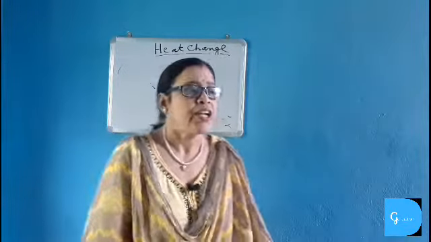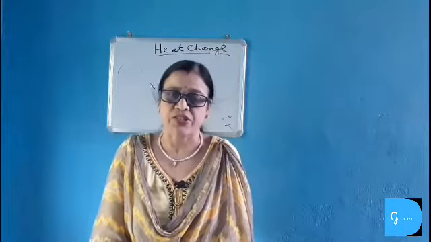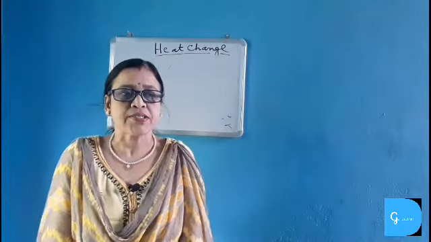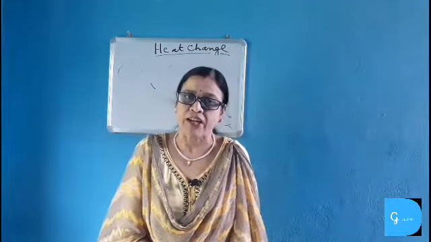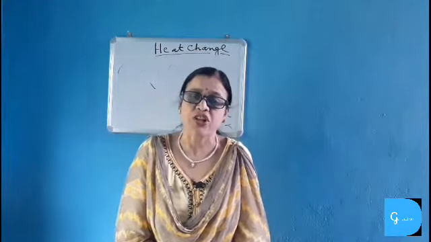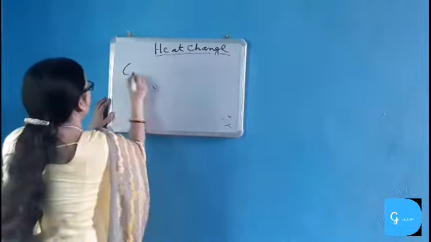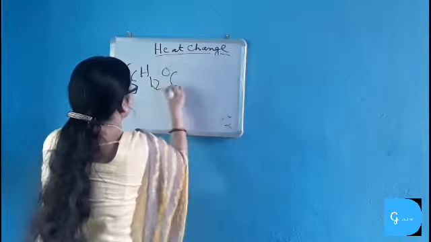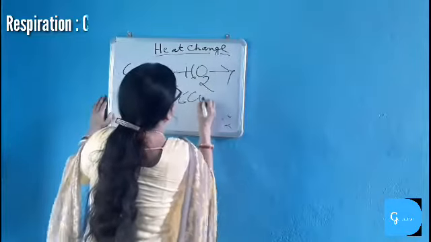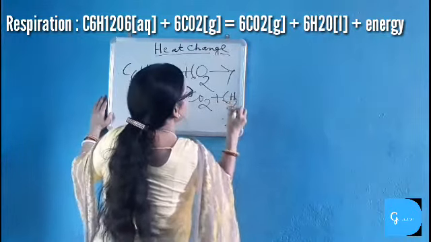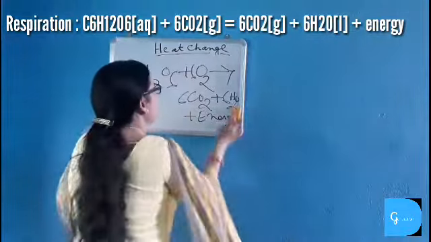While teaching you about the indication of heat change in chemical reactions, I must tell you about respiration and photosynthesis. Respiration. In respiration, what happens? Glucose burns in presence of oxygen in lungs and gives carbon dioxide and water and releases energy, which is an exothermic reaction. Thus, respiration is an exothermic reaction. See the equation. Glucose burns with oxygen to give carbon dioxide and water plus energy. Thus respiration is an exothermic reaction.